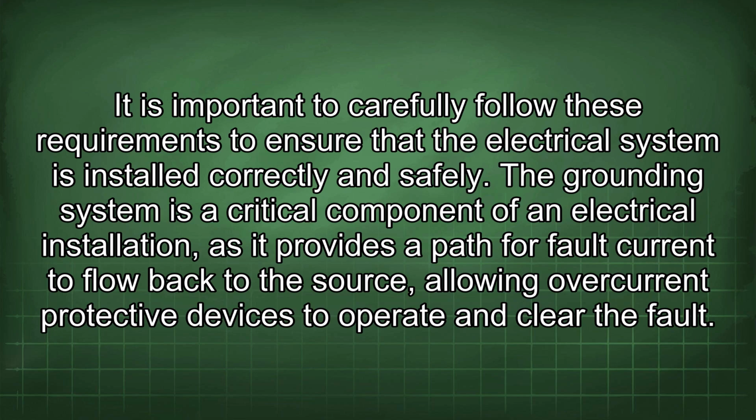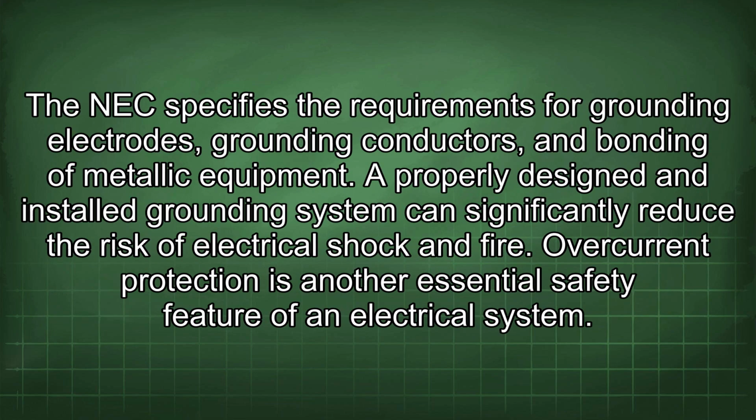The grounding system is a critical component of an electrical installation, as it provides a path for fault current to flow back to the source, allowing overcurrent protective devices to operate and clear the fault. The NEC specifies the requirements for grounding electrodes, grounding conductors, and bonding of metallic equipment. A properly designed and installed grounding system can significantly reduce the risk of electrical shock and fire.